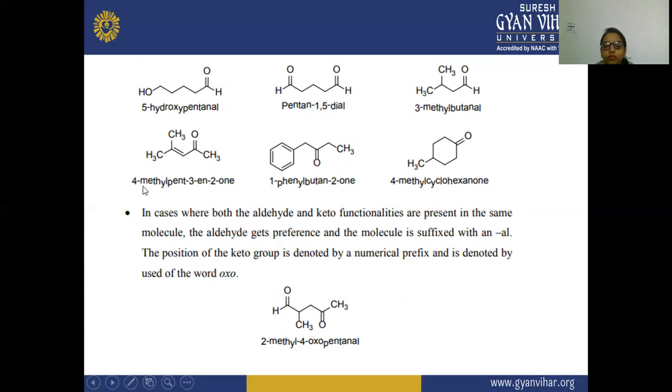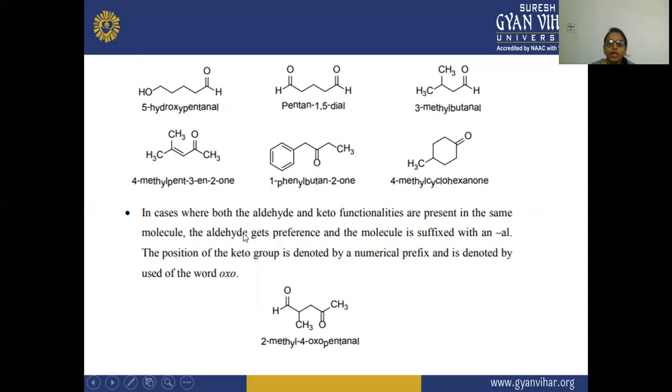So here you can see the 4-methyl pent-3-ene. On the third position the pentene is there. Ene means a double bond is there. That is why it is named 3-en-2-one, because it is your ketone. Next is your 1-phenyl butan-2-one. So here we have started the counting from this side. So 1, 2. So on the second position, the ketone is present. So 1-phenyl butan-2-one. And this name is 4-methyl cyclohexanone.